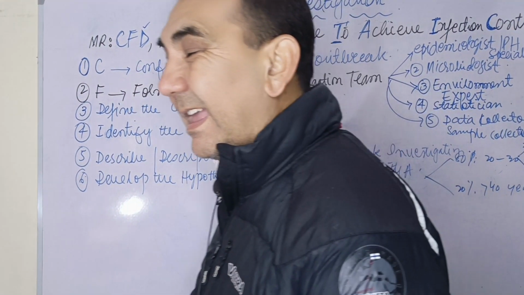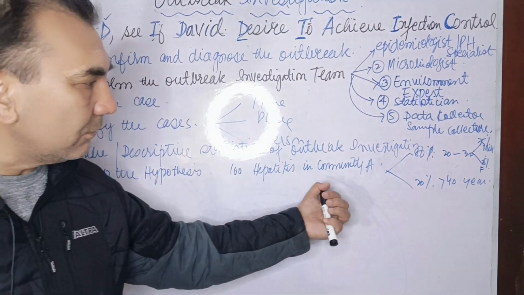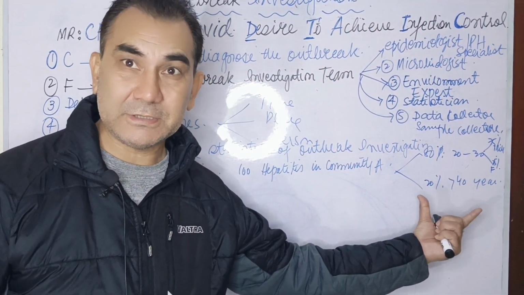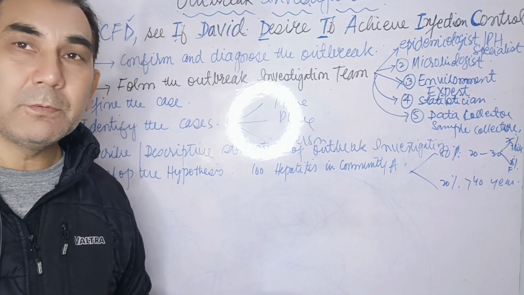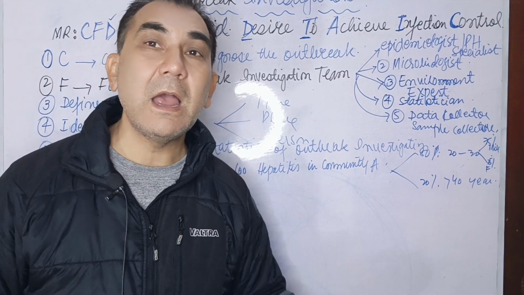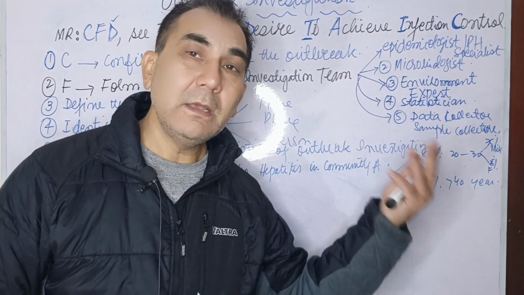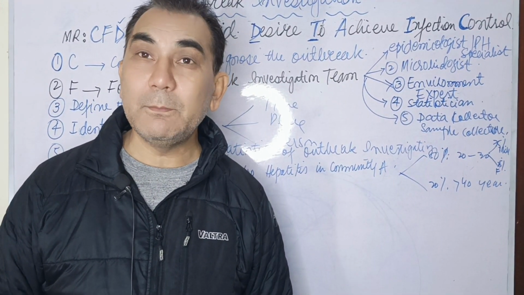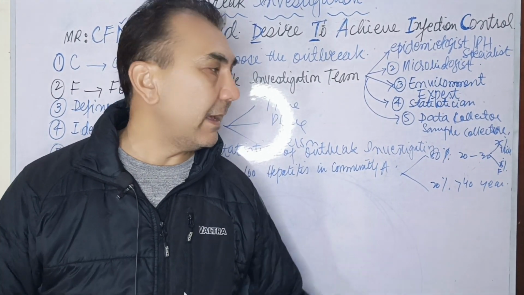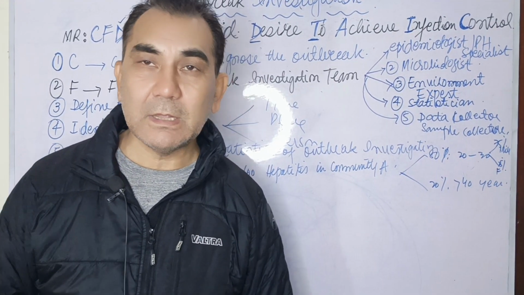So when you collect the data in descriptive form, you will come up with these statistics: 80% happened in the young population and 20% in the elder population, and among the young population, 75% are male, it has affected the males, and 25% female.